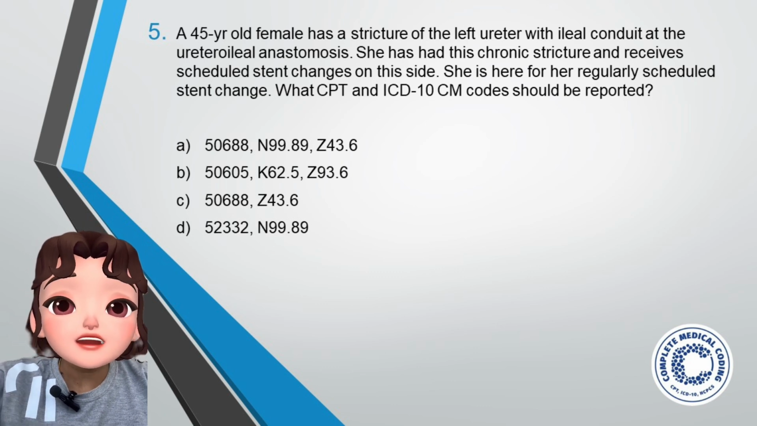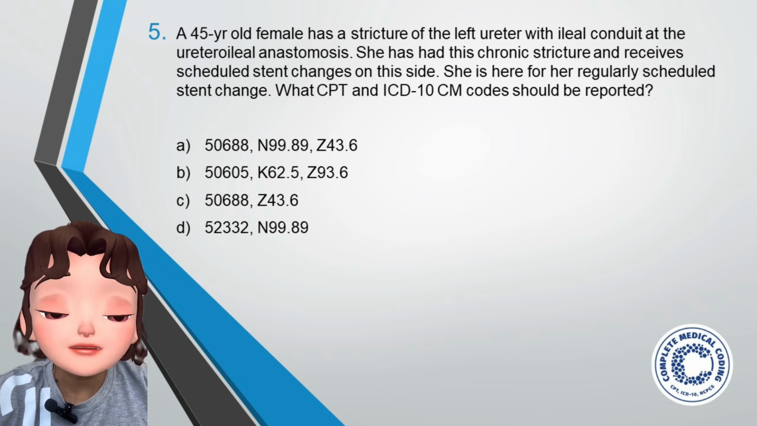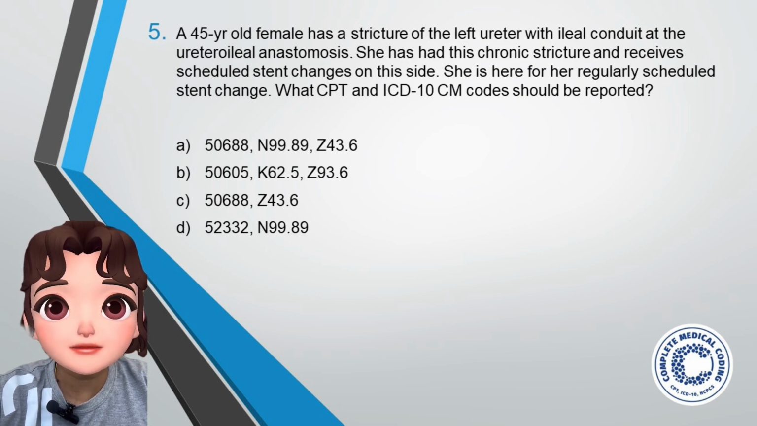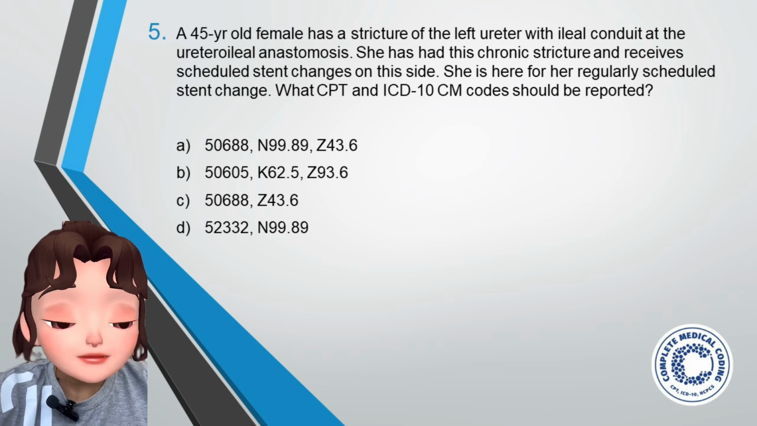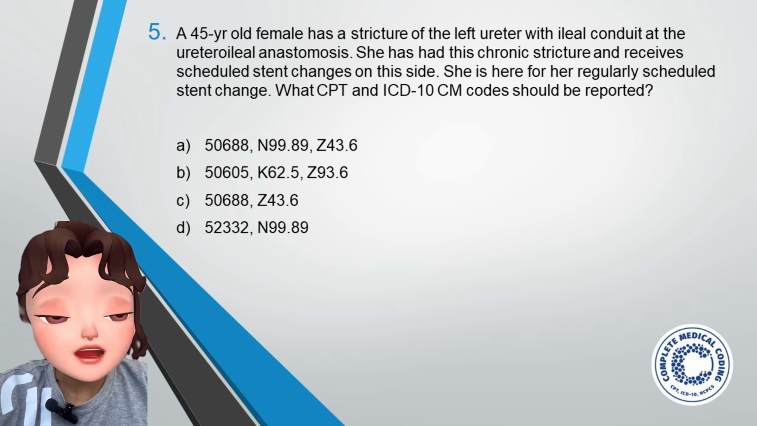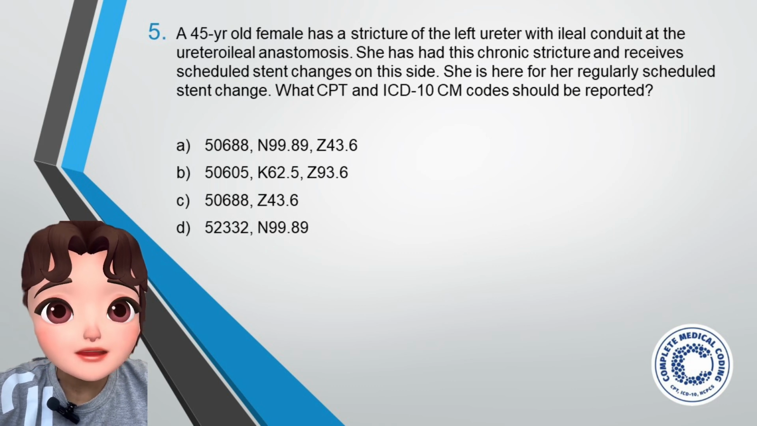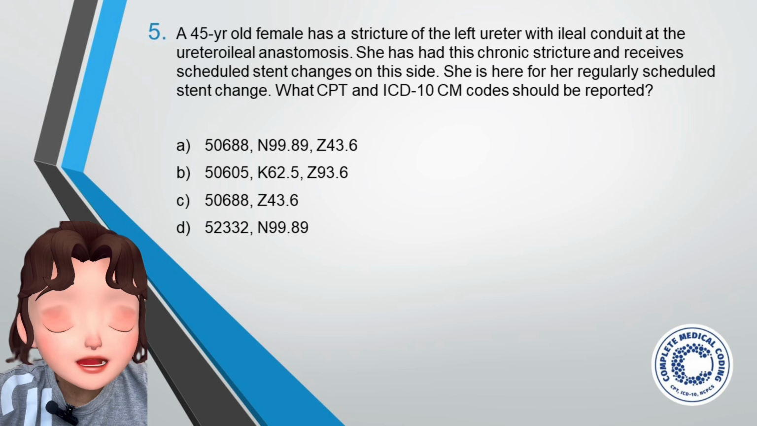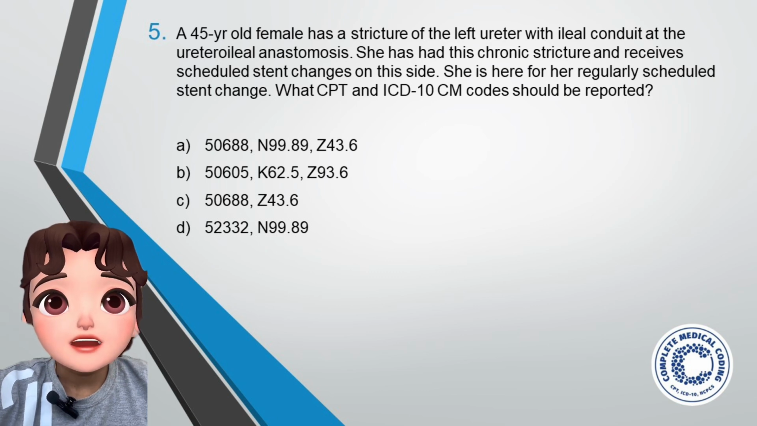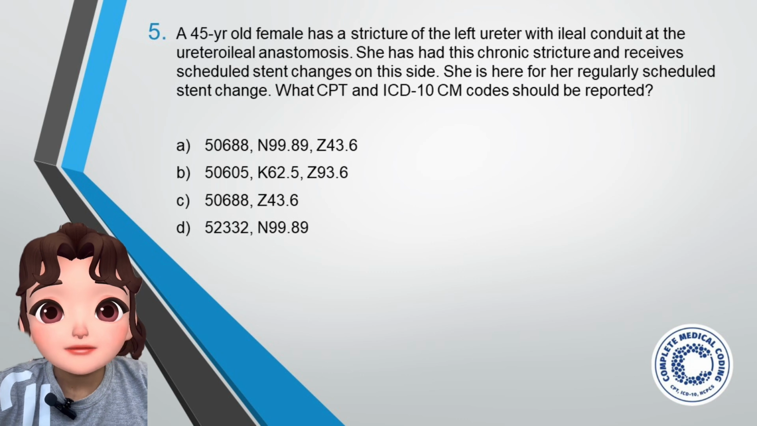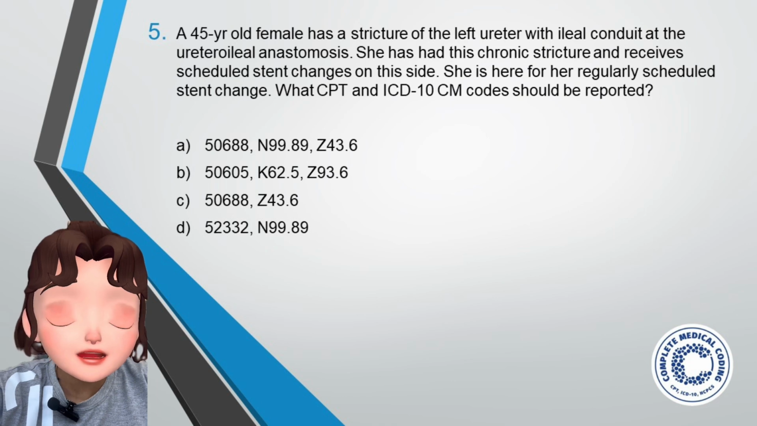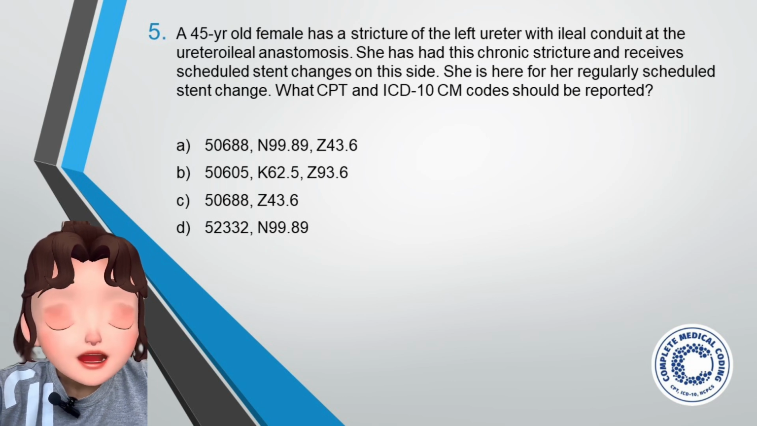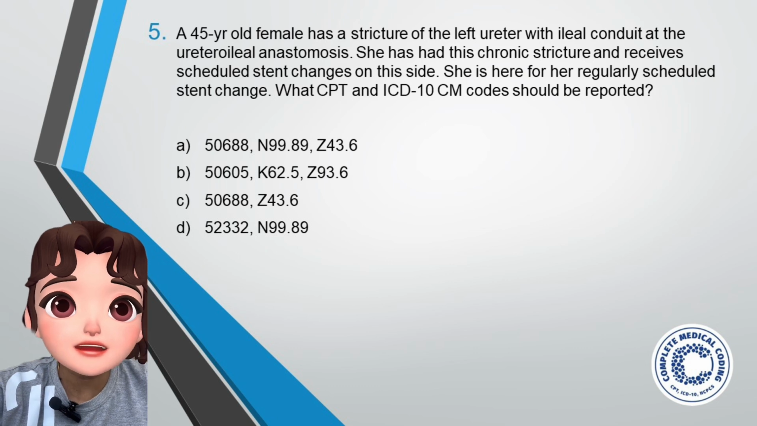So here the patient is in the OP for what? Or the patient is in the hospital for what procedure? She is here for a regularly scheduled stent change. She is here for a regular checkup, right? So a regular checkup means it will be a Z code, the same which we have taken now, Z43.6, encounter for attention to, here the procedure is on the left ureter, so ureterostomy. Patient is here for a regularly scheduled stent change, ureterostomy stent change. Okay, so our ICD code will be Z43.6.